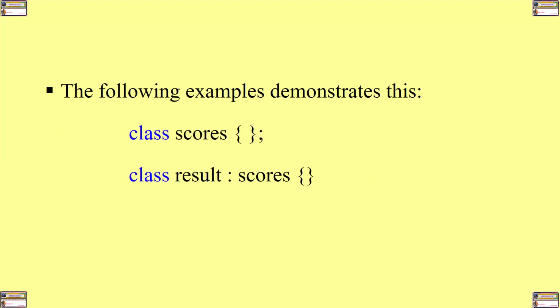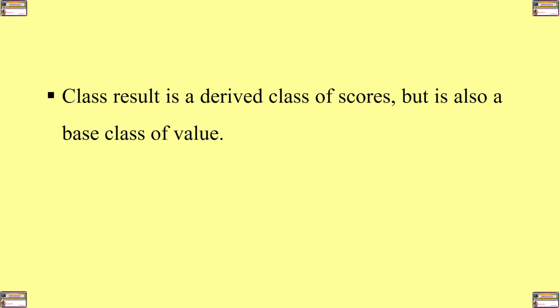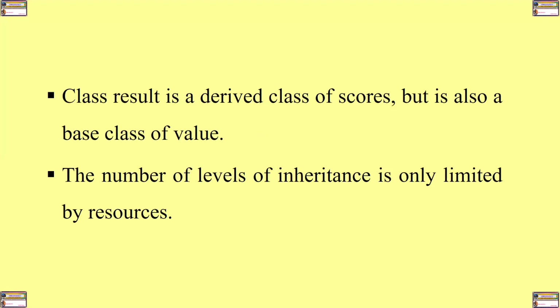So we have a class called scores. That's the base class. And then this is a declaration of a class called result, meaning it's a derived class. Derived class of which class? Scores. Then you can also have a class called value, which is a derived class of another derived class called result. So class result is a derived class of scores, but is also a base class of value. The number of levels of inheritance is only limited by resources.